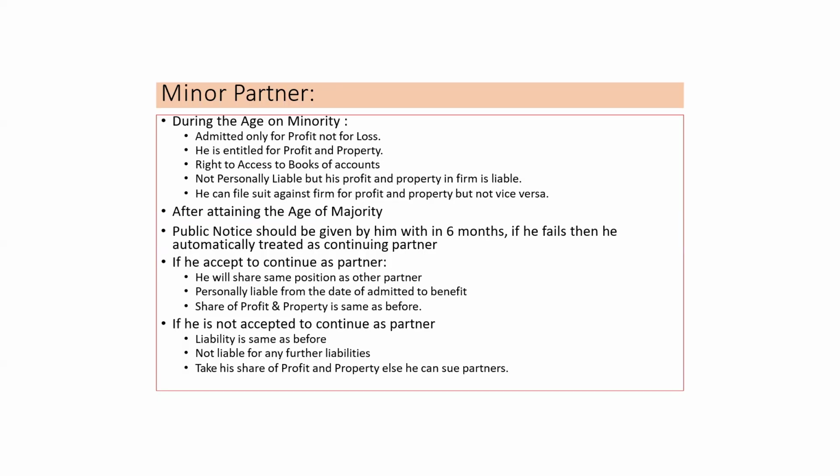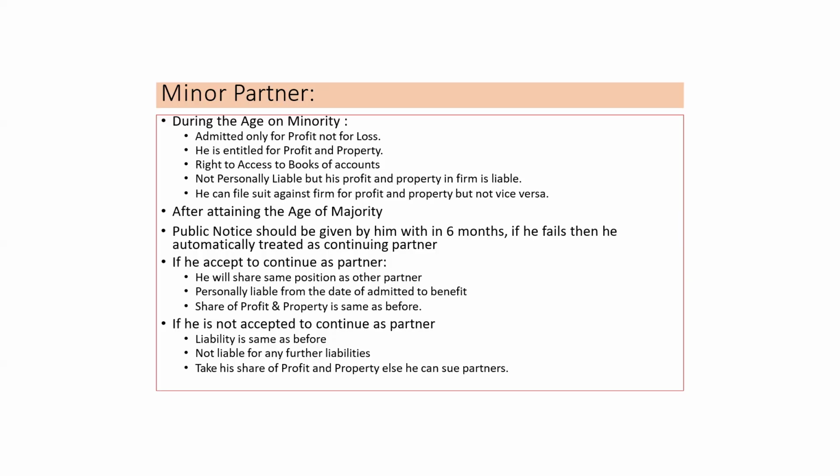Now, after he attains majority, what will happen? They ask questions on this. Within a period of 6 months, he has to exercise the option whether he wants to continue or not. Public notice should be given by him within 6 months, and if he fails, then he is automatically treated as a continuing partner. If he accepts to continue as partner, then he will share the same position as other partners. He is personally liable from the date when he was admitted to the benefits of partnership. And the share of profit and property is the same as before.